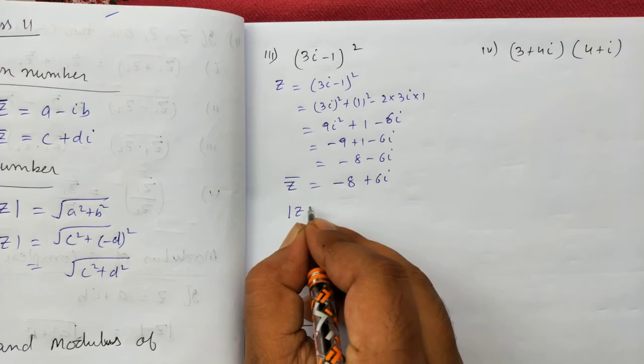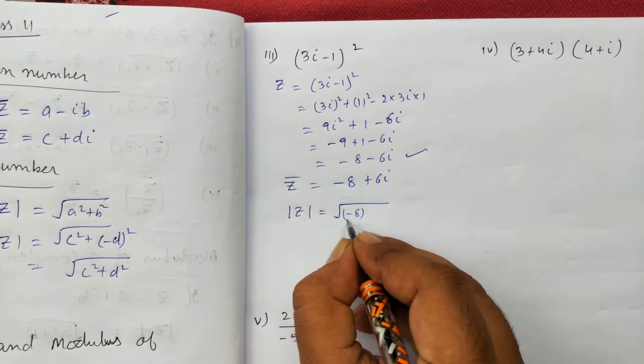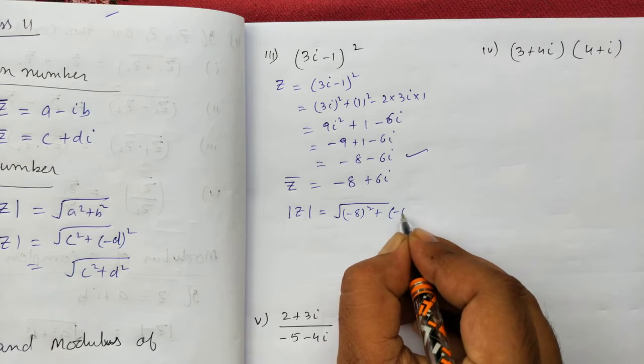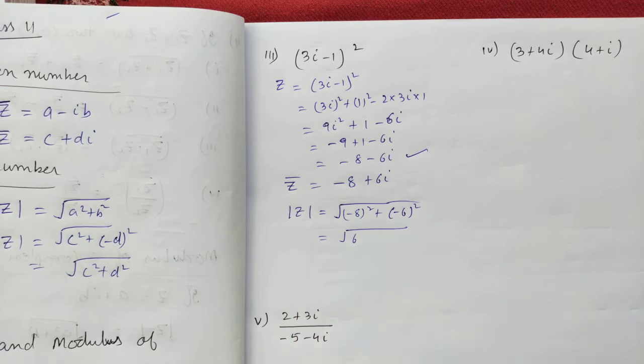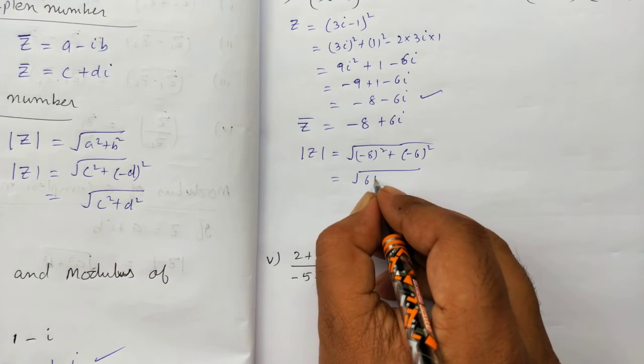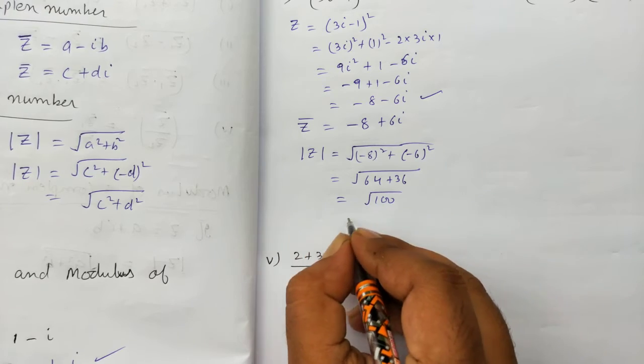And what will be the modulus? Root over minus 8 square plus minus 6 square. So you will get 64 plus 36, which is root 100, equal to 10.